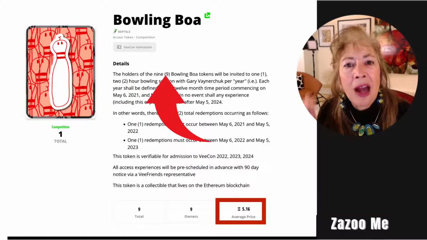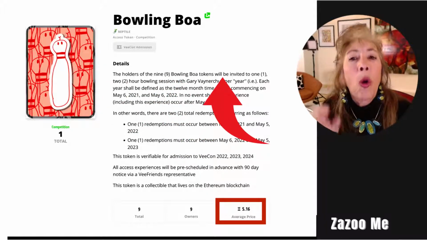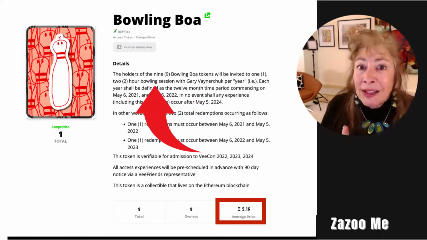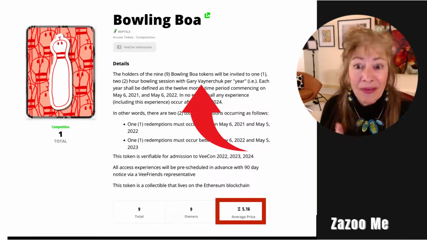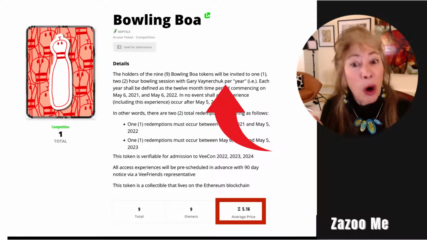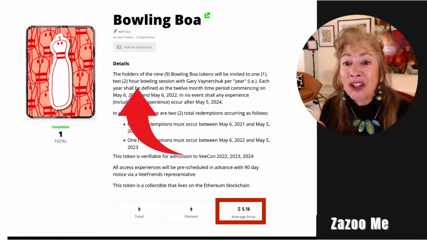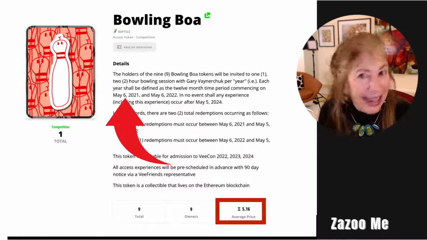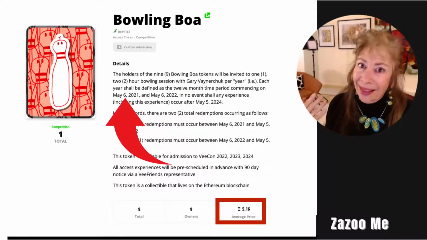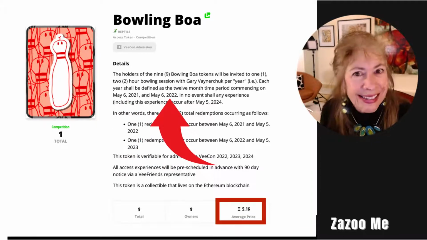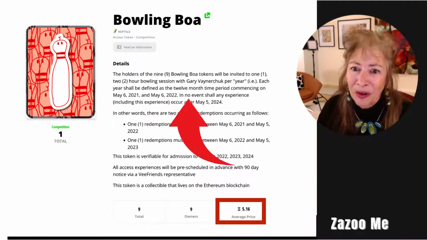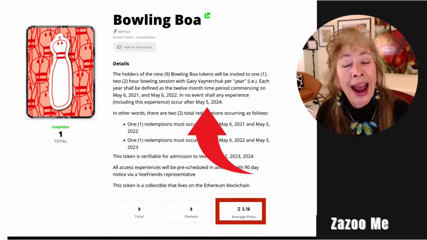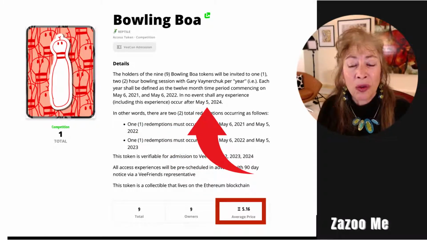So the holders of the 9 Bowling Boa tokens will be invited to one 2-hour bowling session with Gary Vaynerchuk per year, and each year shall be defined as 12 months, commencing on May 6, 2021. So that's over, right? Ending on May 6, 2022. You still have time, but they're sold. In no event shall any experience, including this experience, occur after May 5th, 2024.